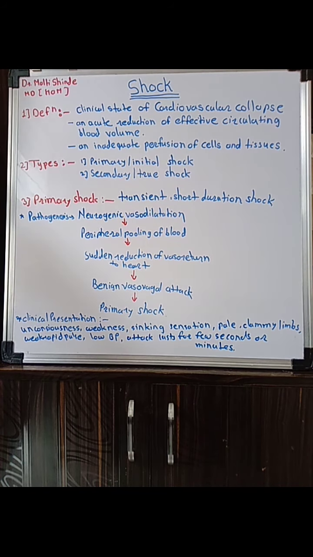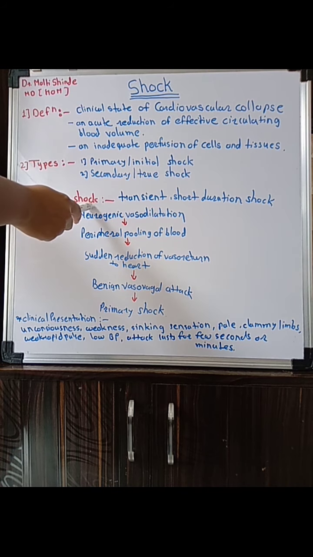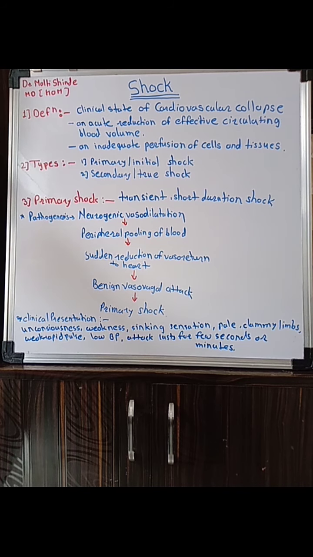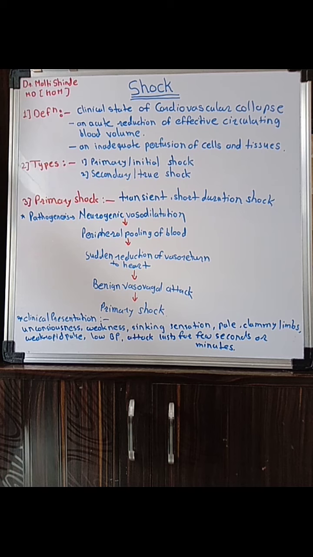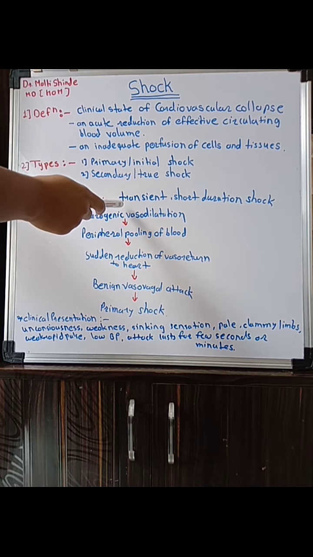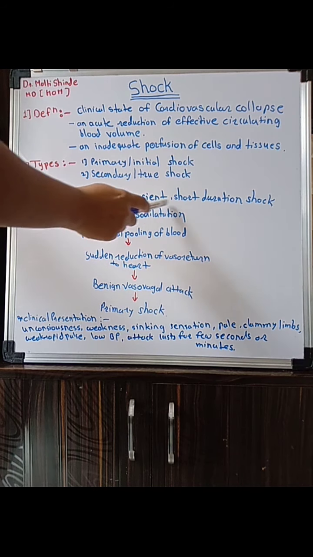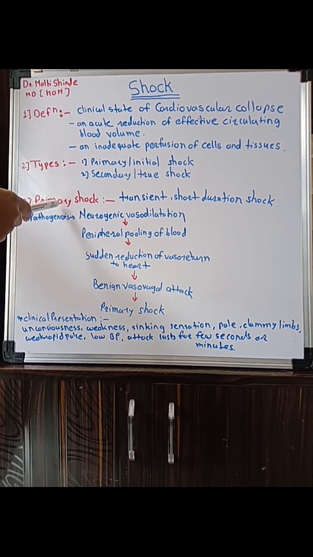Primary shock is caused by trauma, any severe pain, or any emotional overreactions like fear, sorrow or surprise, that cause the transient and short duration shock, which we call primary shock. I will repeat: primary shocks are caused immediately after any sudden trauma, any severe pain, or any emotional overreactions like fear, sorrow, or surprise.